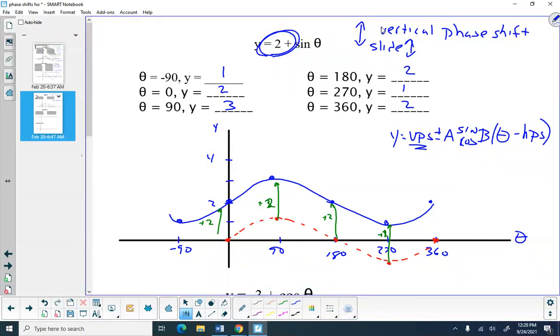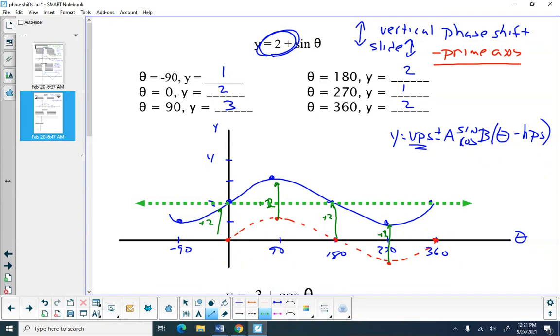Now, what this vertical phase shift will give us is what I call a prime axis. Now, this prime axis is going to help us and assist us with our graph. If we look, we are oscillating about the line y equals 2. So we're oscillating about this line right here, which I will call a theta prime axis.